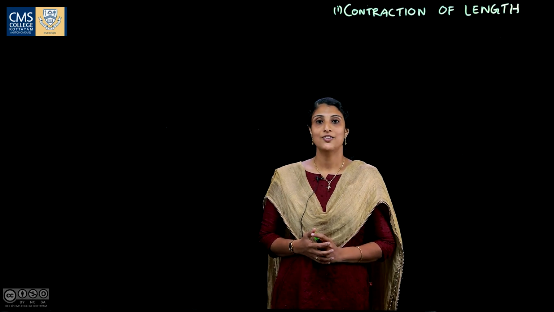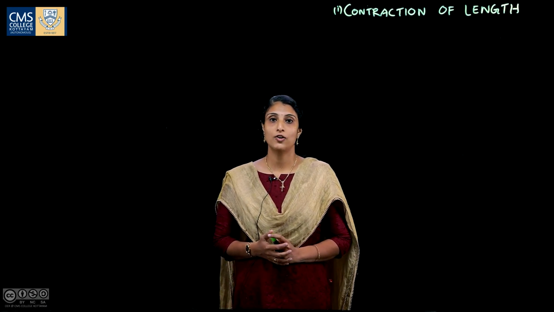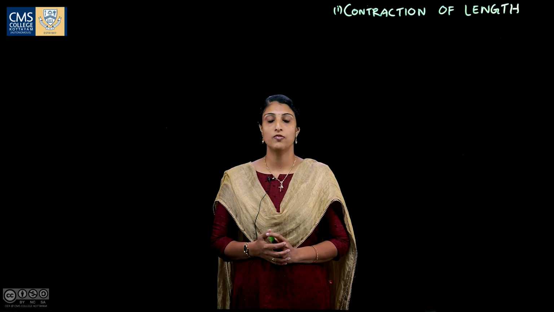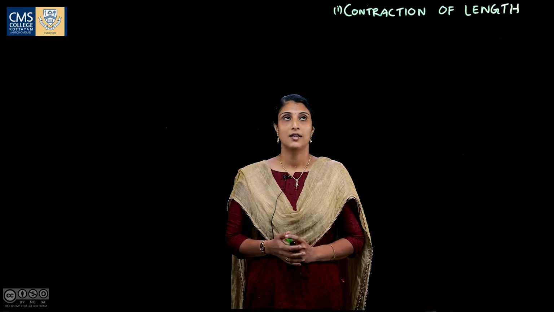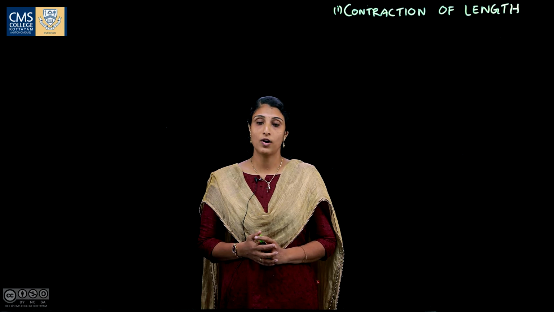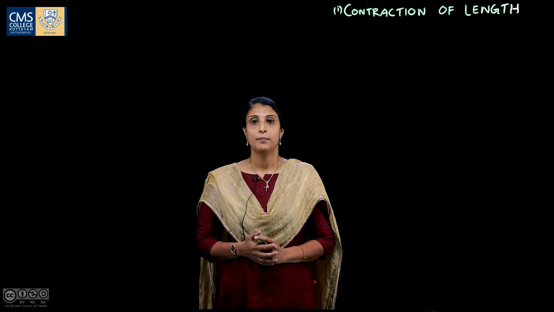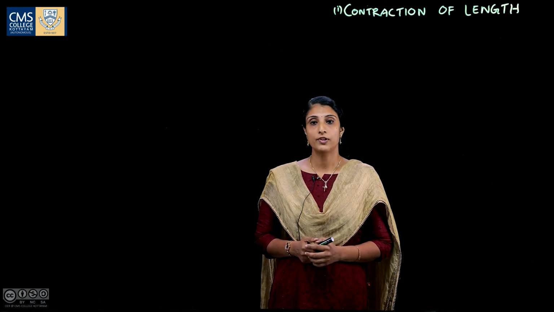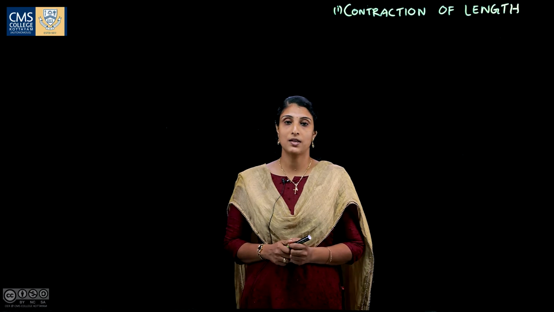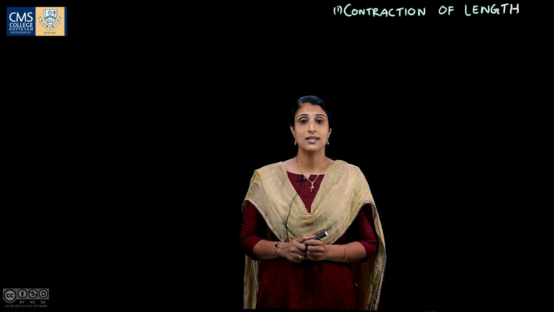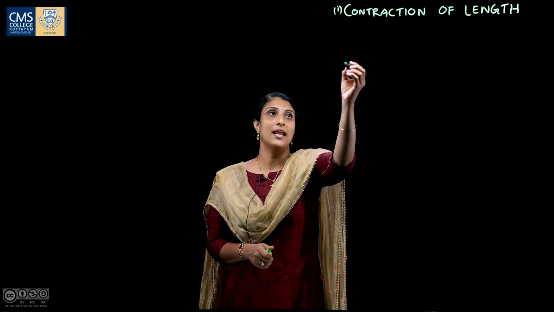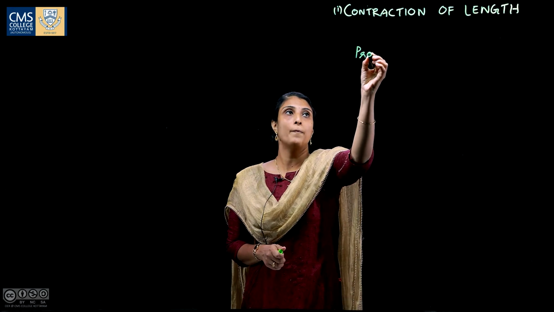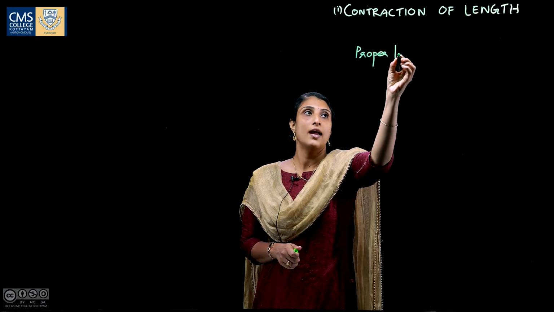Hello everyone. Today we are going to discuss one of the important consequences of Lorentz transformation, that is the contraction of length or length contraction. Before going to that, let us define proper length. The length of the rod measured by an observer at rest with respect to the object is the proper length. Proper length is denoted as L0.